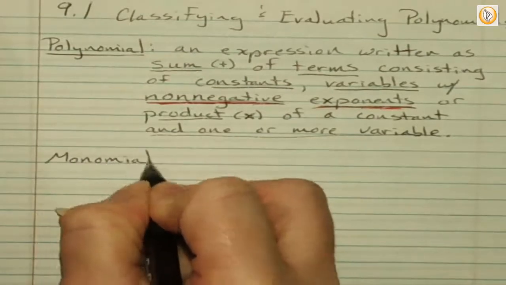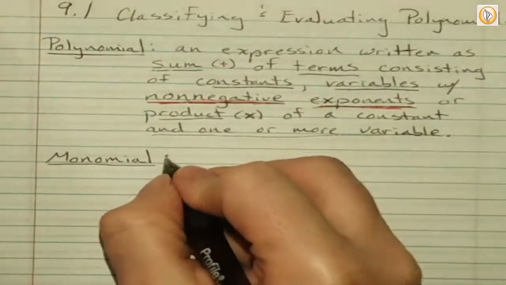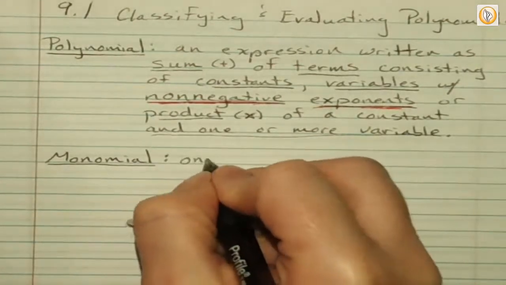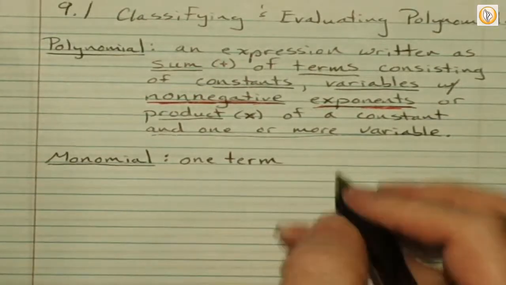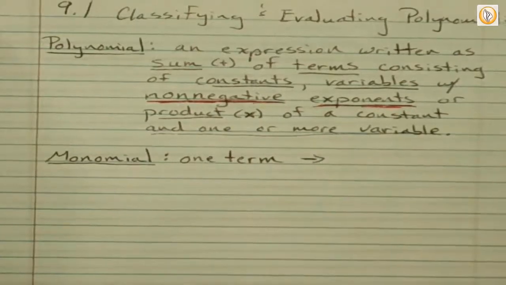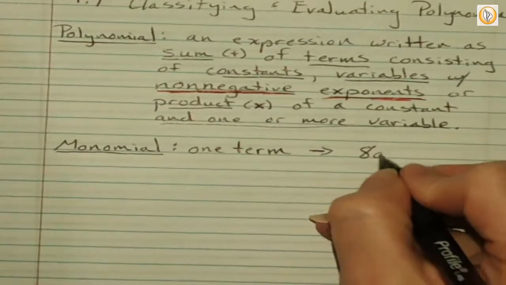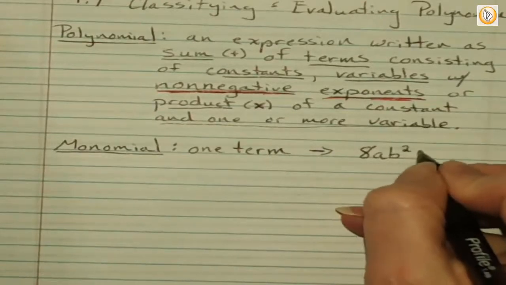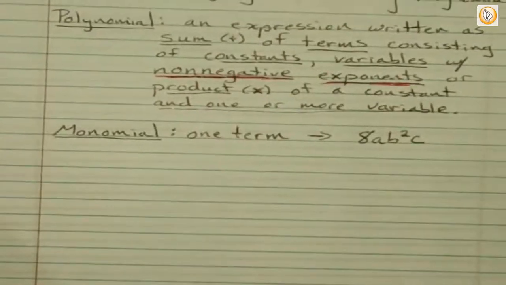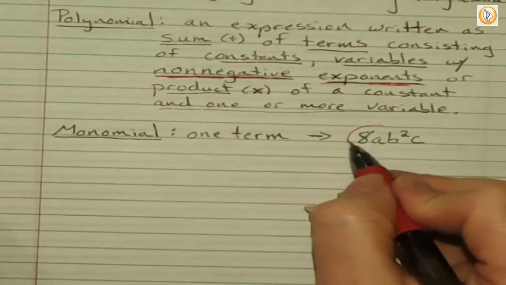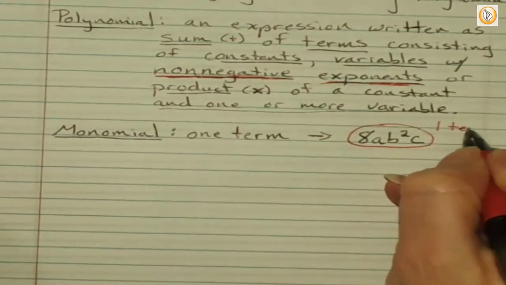Monomial. Means one term. Makes sense, right? One term. Now, these are examples. Monomial. Guys, it's this whole thing. This is one term.